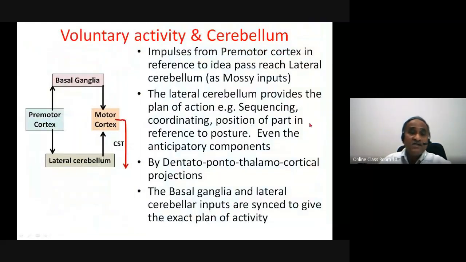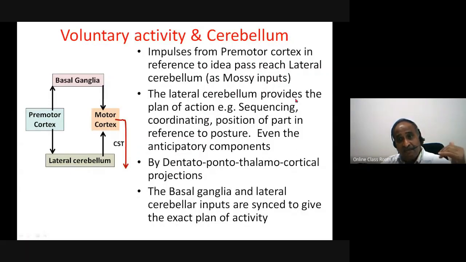Now we move on. So what is voluntary activity? Let us have the total view of voluntary activity. The impulse is from the premotor cortex in reference to the idea. Whatever the idea is, it reaches the lateral cerebellum. Usually they also reach the basal ganglia, which we are not taking care of right now, because we discussed that. So this premotor area will reach the cerebellum, especially the lateral part. The cerebrum is connected to the lateral part of the cerebellum, and these inputs are Mossy inputs.